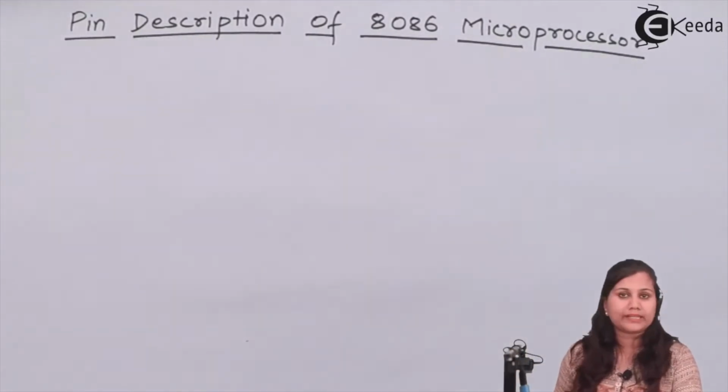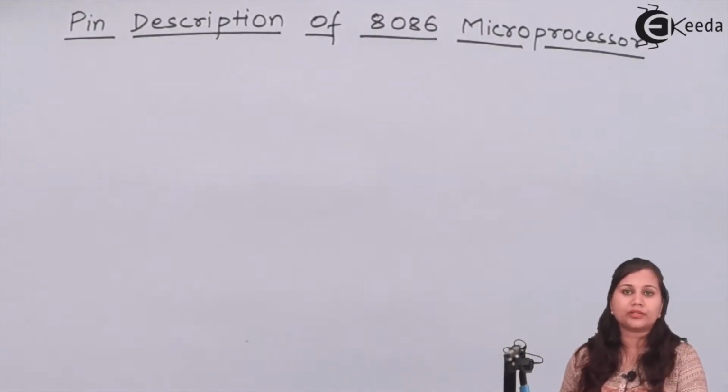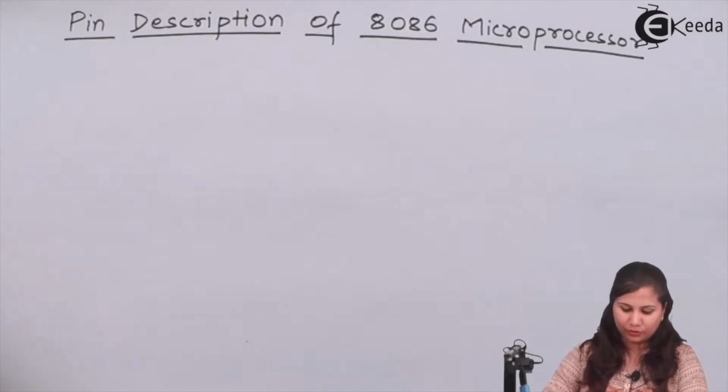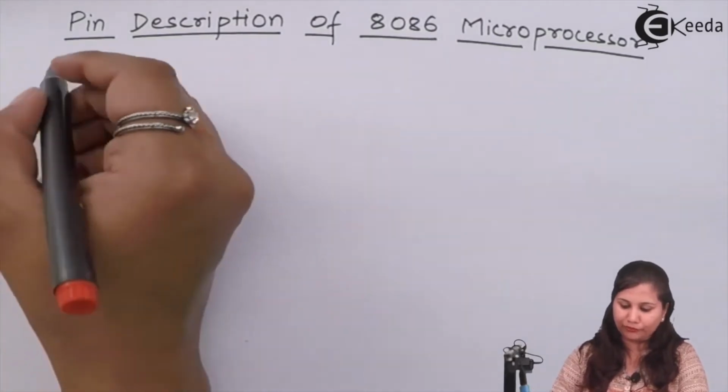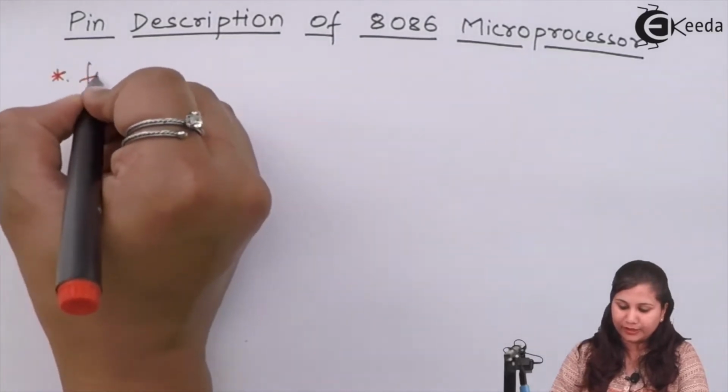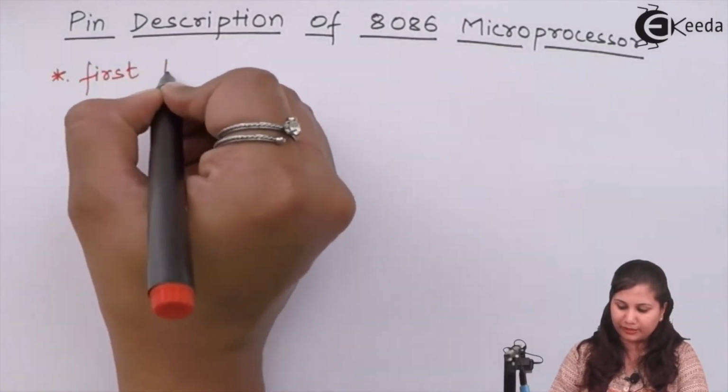The 8086 microprocessor was the first 16-bit microprocessor, and it is available in a 40-pin IC. This means the 8086 IC has 40 pins, and it is available in different clock rates. So we can write here the feature of the 8086 microprocessor, that it is the first 16-bit microprocessor.